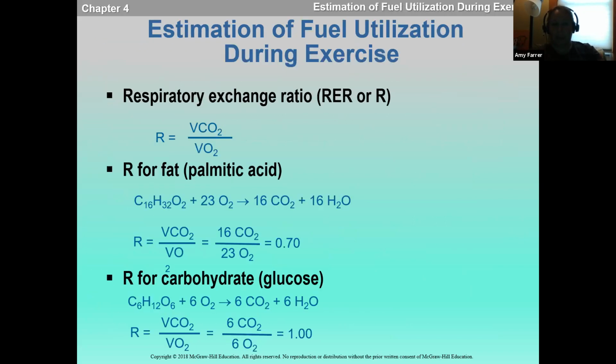How do we pick what fuel we're using? There's a lot of different ways to look at it. If we look at this respiratory exchange ratio, this R factor, we're looking at CO2 versus O2. If we have an R factor of 0.7, we are using fat. If we have an R factor equal to 1, we're going to use glucose, or carbs. So let's just keep that in mind: R at 0.7 will be fat, R at 1.0 will be carbs.